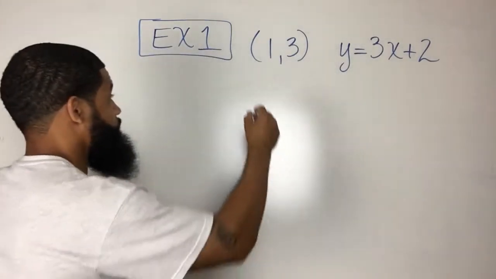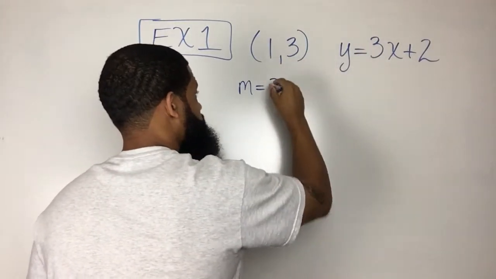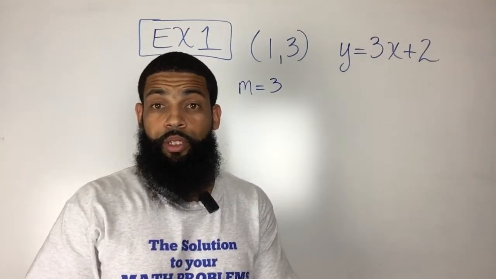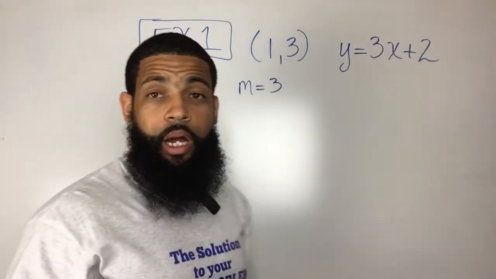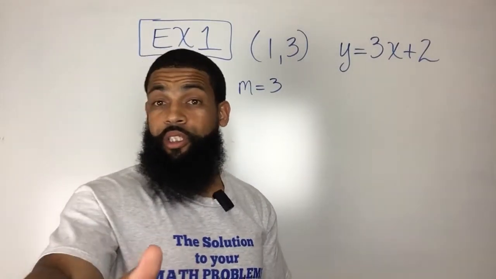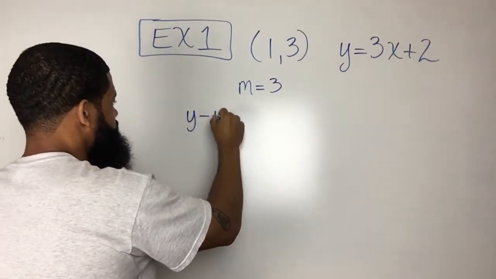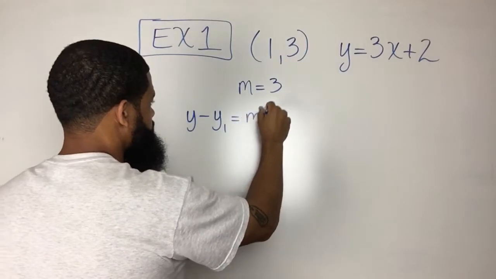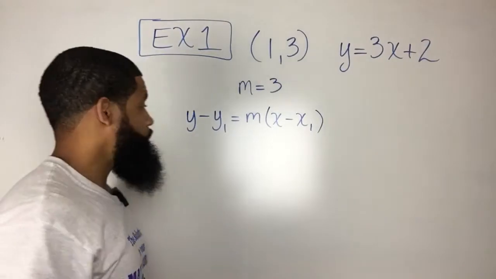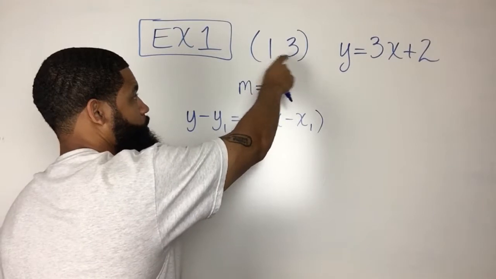So that means that m, which is the variable that represents slope, is 3, because when a line is written in slope-intercept form, the coefficient of x is going to be our slope. And it needs to pass through this point. Now, I'm going to use the point-slope formula in order to find the equation that we're looking for. So the point-slope formula says y minus y1 equals m times x minus x1. Now, y1 and x1 are just the coordinates of this ordered pair right here.